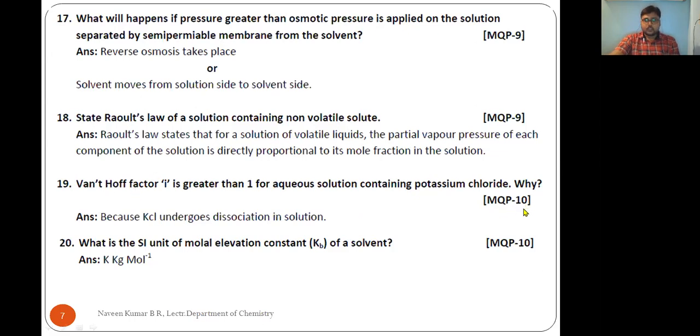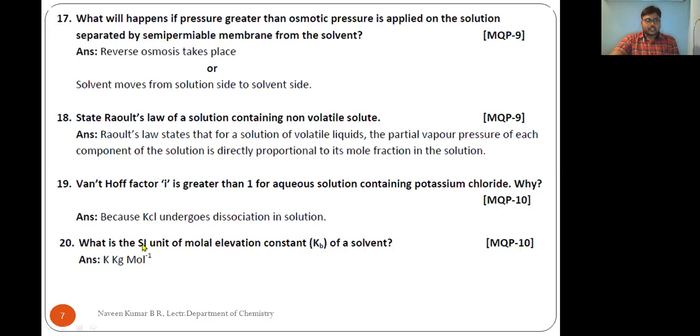Next question from the model question paper 10. Van 't Hoff factor i is greater than 1 for aqueous solution containing potassium chloride. Why? So the answer is simple. Potassium chloride is an ionic compound. Before adding, it is 1 mole. After adding, due to dissociation, potassium ion and chloride ion will become 2 particles in the solution. Hence, Van 't Hoff factor i is equal to 2 for this, which is greater than 1, shows that it undergoes dissociation in the solution. The answer is, KCl undergoes dissociation in solution.